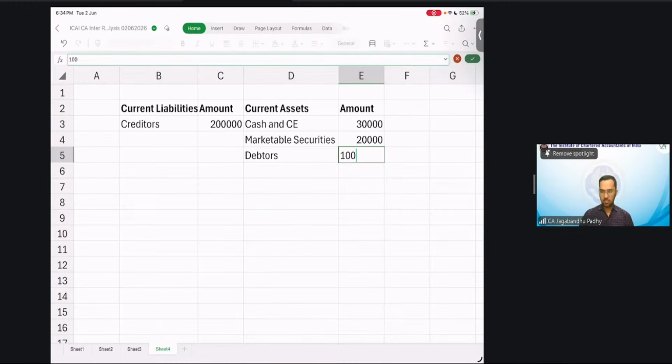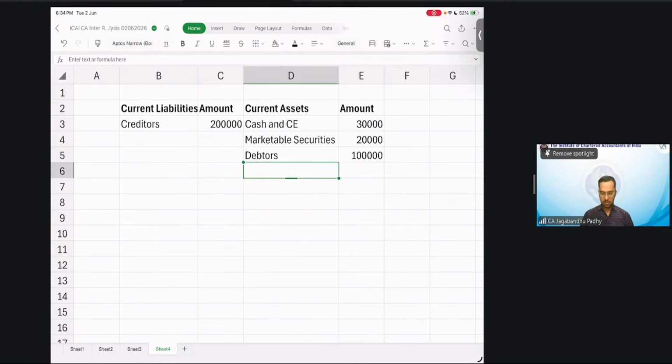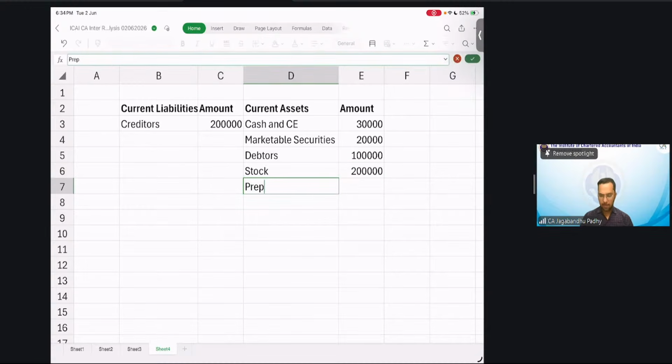Debtors, 1 lakh. Inventory or stock as, let's say, 2 lakh. And prepaid expense is 50,000.